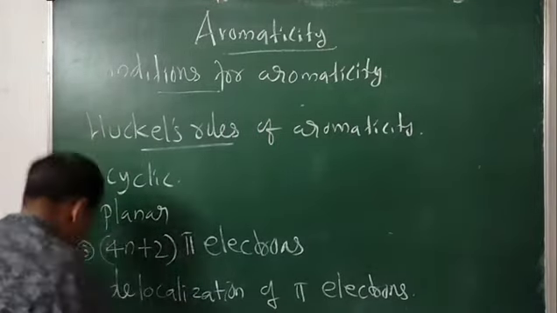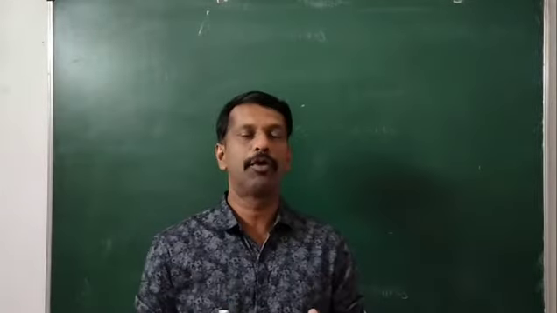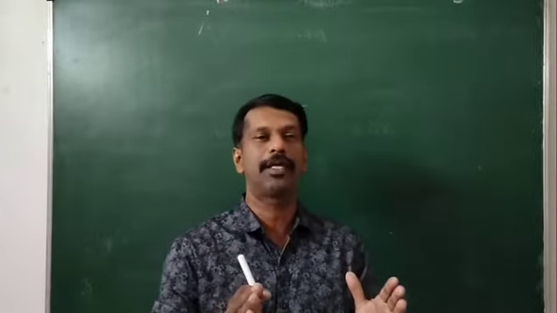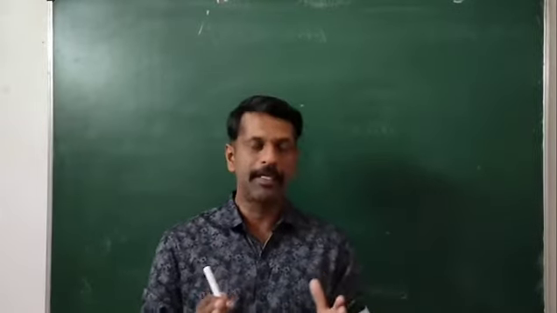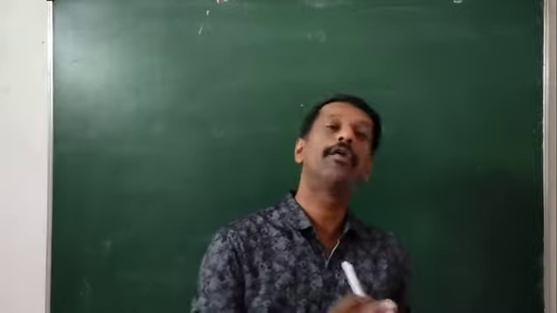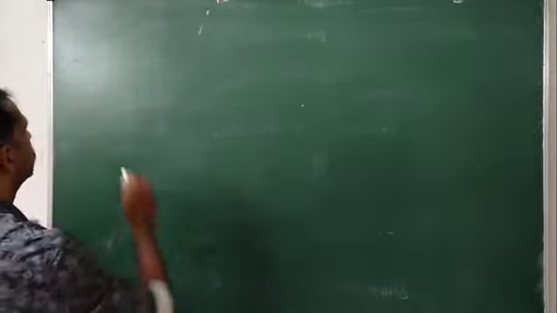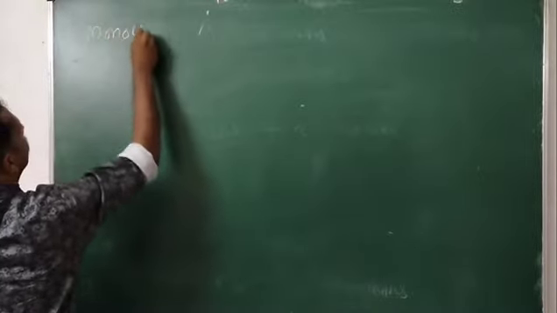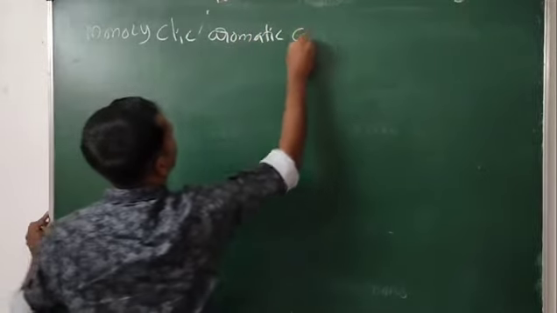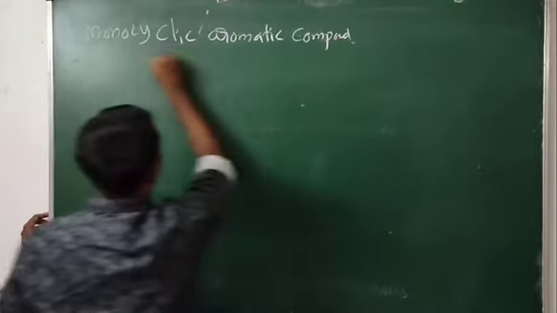Keep it in mind, what are the conditions for aromaticity? The molecule must be cyclic. Second, the geometry of the molecule must be planar. It must contain 4n plus 2 pi electrons, and there must be complete delocalization of these pi electrons. That means the pi electrons must be conjugated. Then only complete delocalization is possible. So first we discuss monocyclic aromatic compounds.